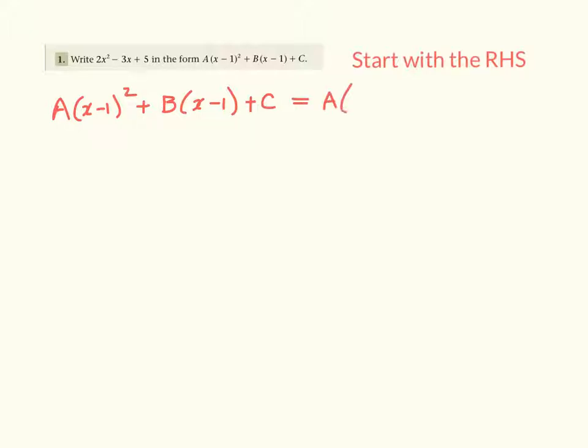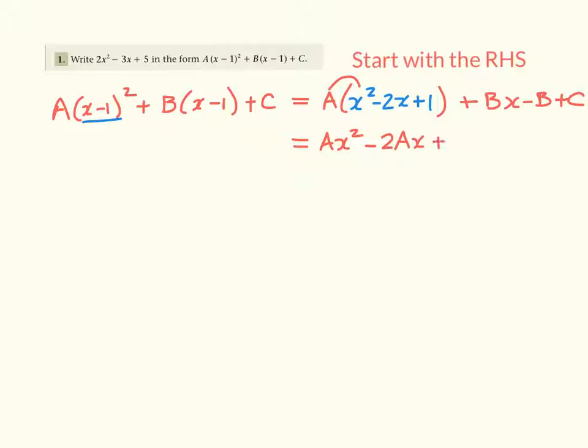Now we've got (x minus 1) all squared. So if we expand that out, we get x squared minus 2x plus 1. And then expanding out the next set of brackets, bx minus b, and then plus c. All right, next step, a little bit more expanding. ax squared minus 2ax plus a, and then the rest is already expanded, plus bx plus c.